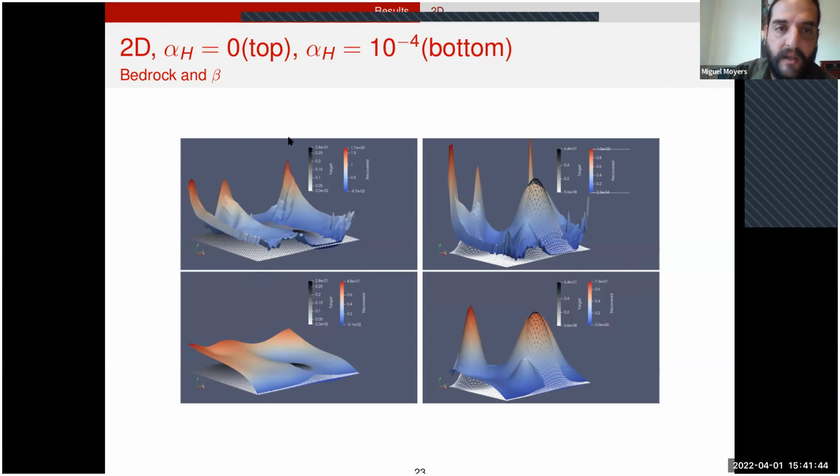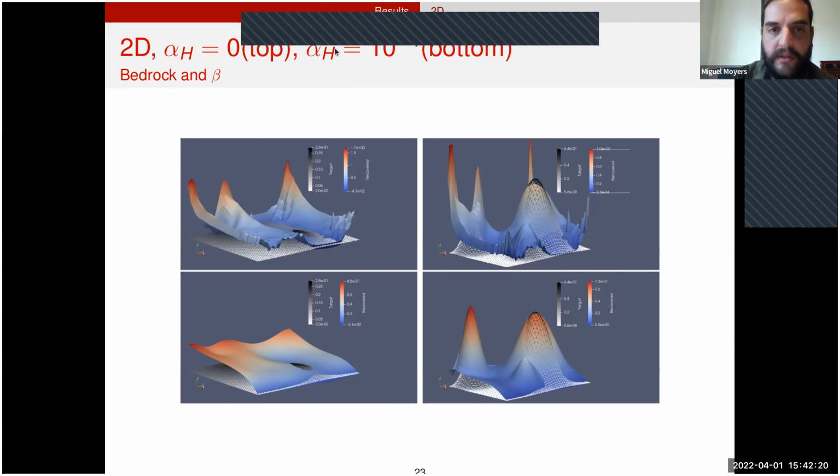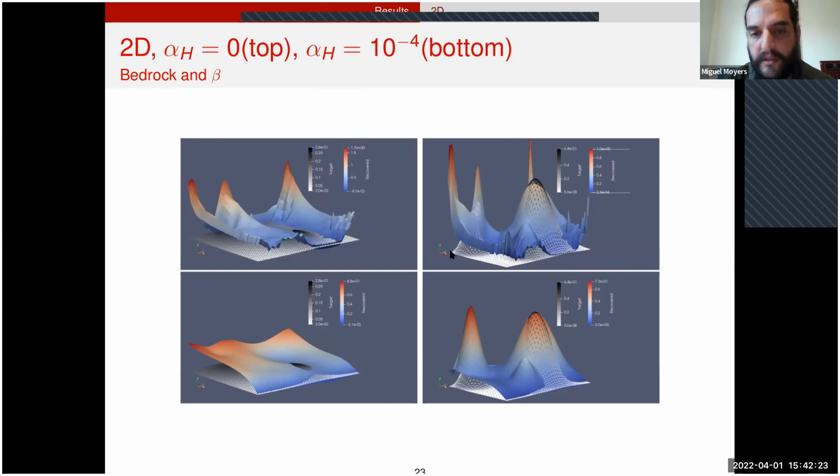If we start to regularize, and in the bottom we put a little bit of smoothness on H, the recovery is quite decent, and we are more or less in the same ballpark as other techniques. We have a smooth recovery for the bedrock and for the slip. You will ask me, well, but Miguel, in general, the bedrock won't be smooth. I know. But we can play around with alpha h to recover something that has a little bit more peaks, right? But without this Tikhonov regularization, it's not good enough.